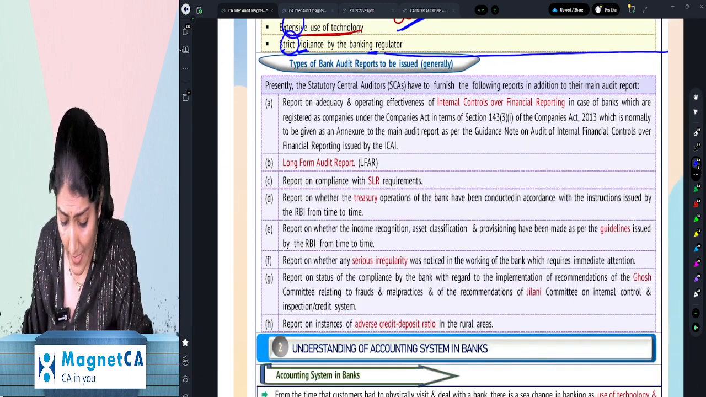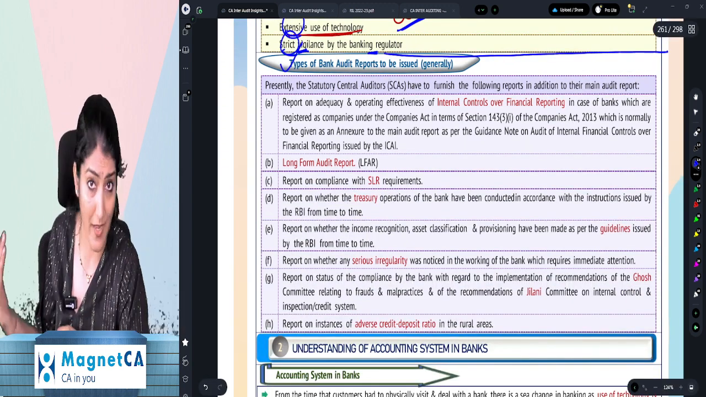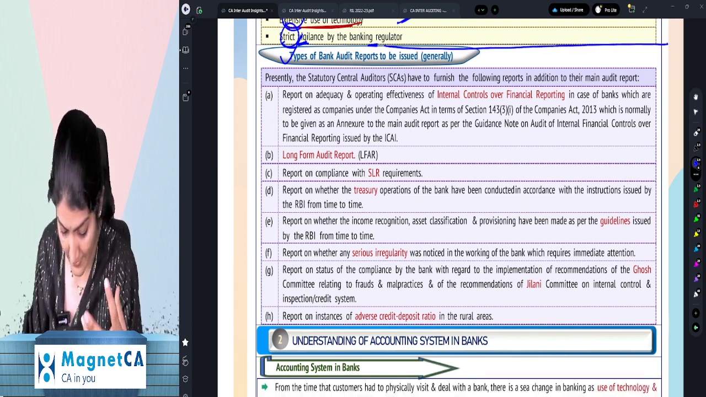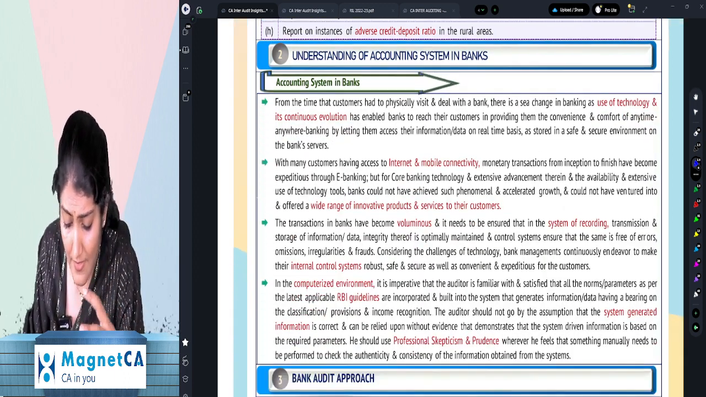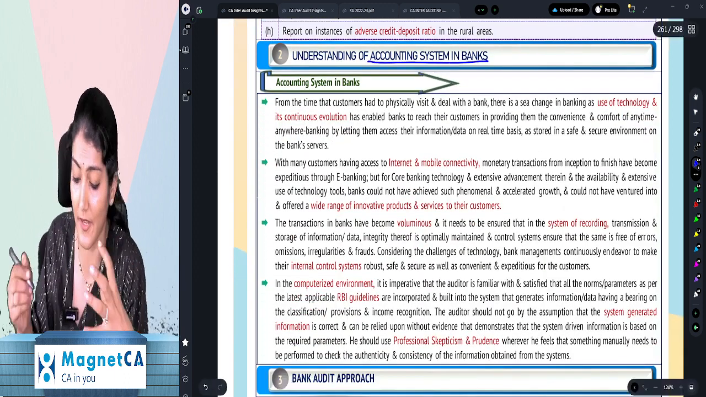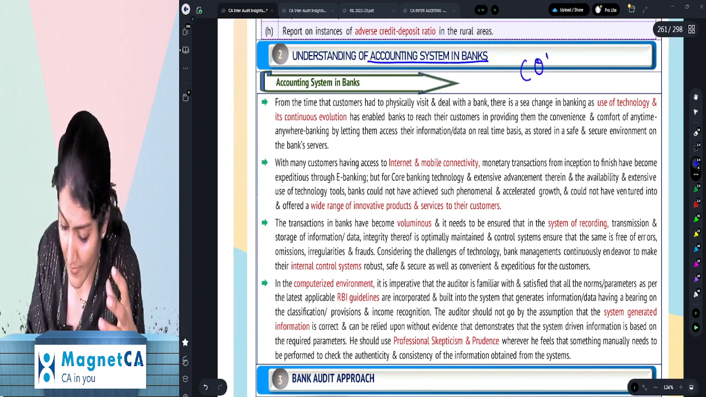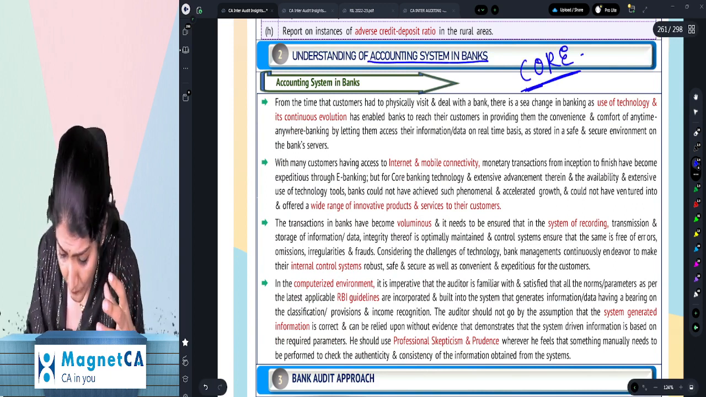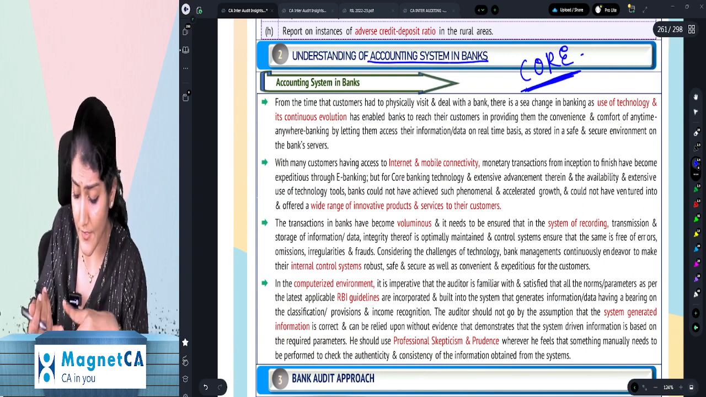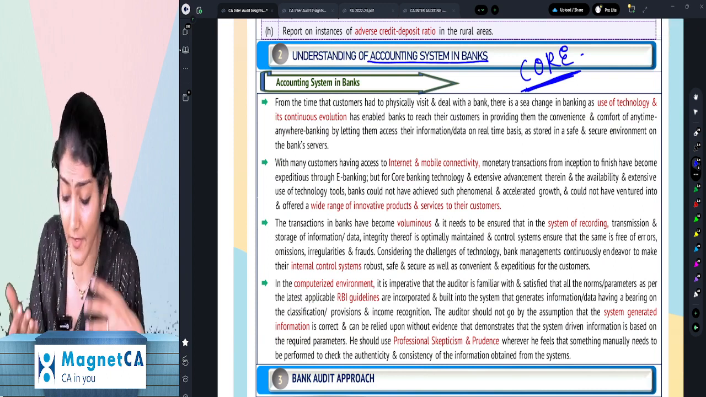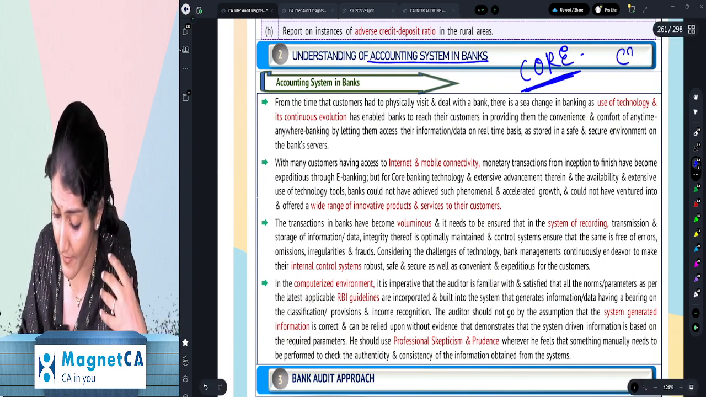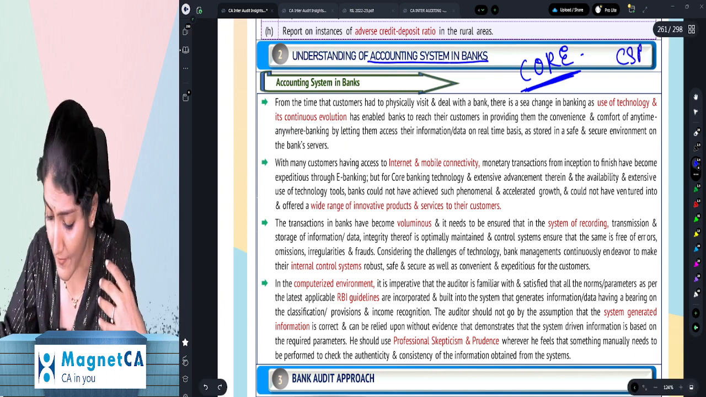Okay, right, then types of bank audit report, I'll come to that when we talk about the reporting ahead. Right, then they talk about the understanding of the accounting system in the case of a bank. So what did I say? Nowadays in a bank, you have the core, the centralized online real-time electronic system being used. They say CBS, the core banking solution.